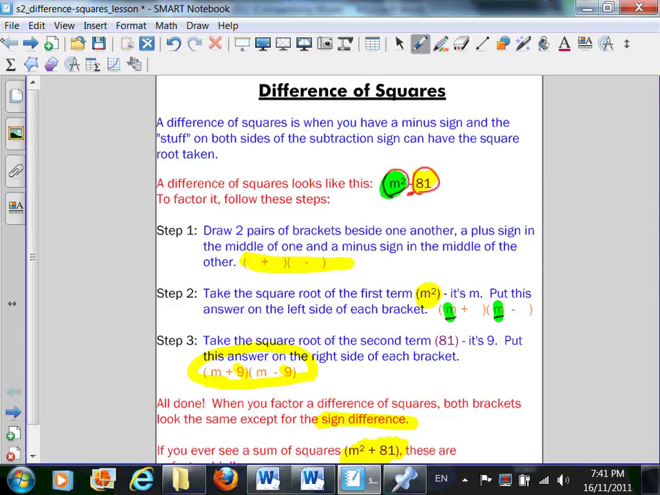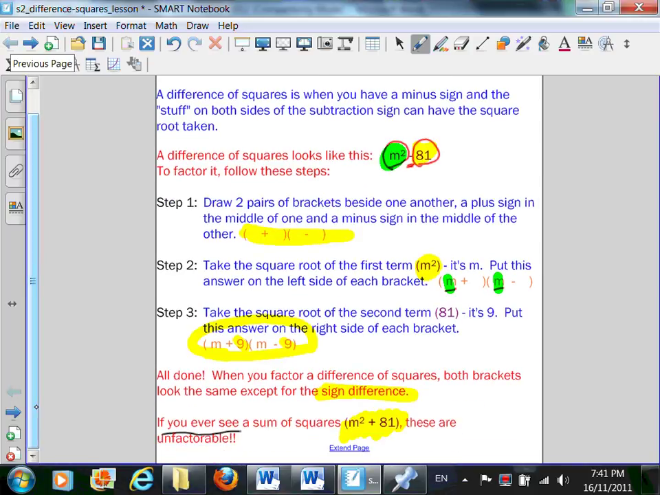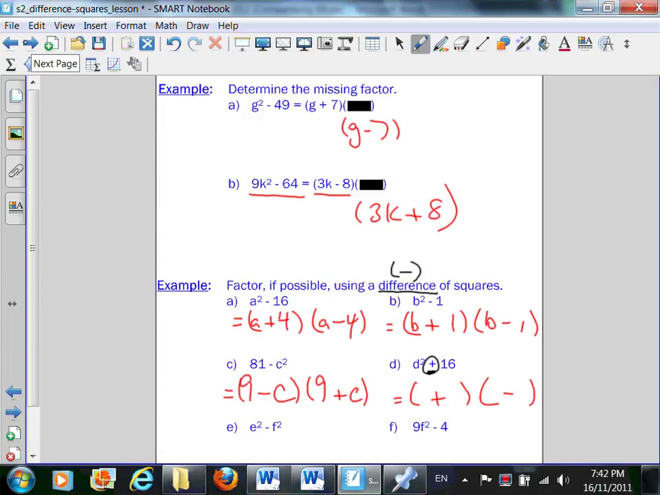And going back to the first page here, we said that if you ever see a sum of squares, like m squared plus 81, these are unfactorable. They can't be factored. So back to our question here, we need to say that this is unfactorable.